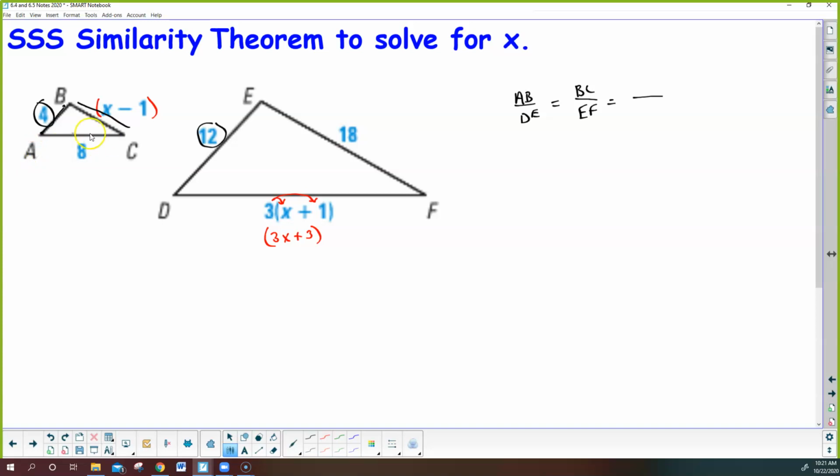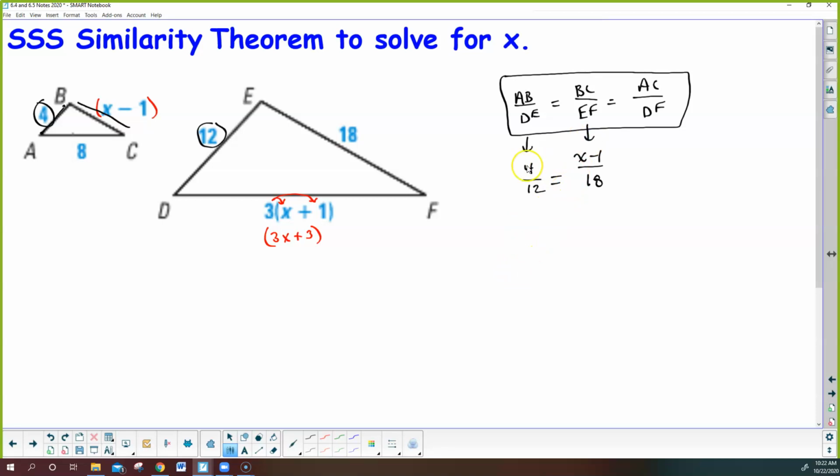And then that has to be compared to the long length AC over the longest length DF. This ratio, or this proportionality statement, has to be true if these triangles are similar. So now you get to pick which ones you want to use. Well, we know AB and DE, so I'm going to plug that in right away. That's 4 over 12. And then I know BC is x minus 1, and EF is 18.